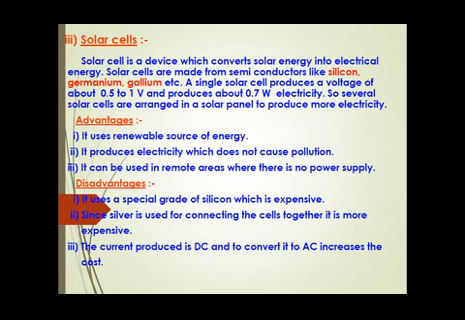Then the current produced is DC. Okay, it is the direct current which is produced using solar energy. And to convert it into alternating current or AC, again it increases the cost of the whole setup. So although we can use, and we are still using solar energy, we have started using solar energy, but yes, it comes with a few disadvantages also, that setting up the whole of this setup is quite expensive.